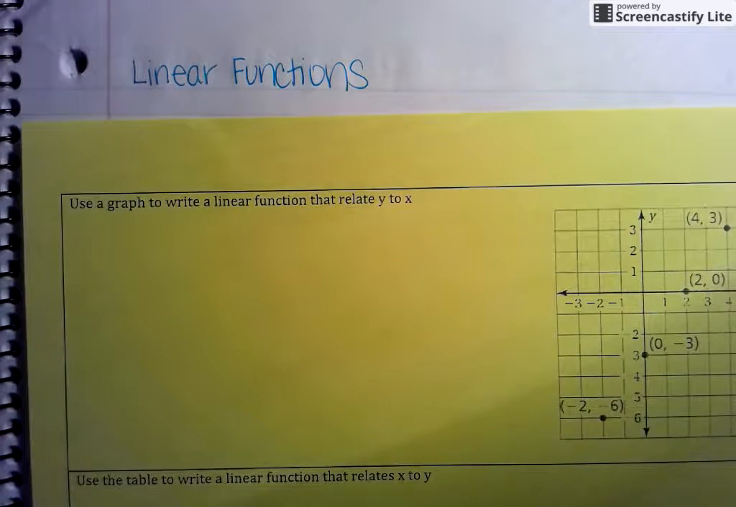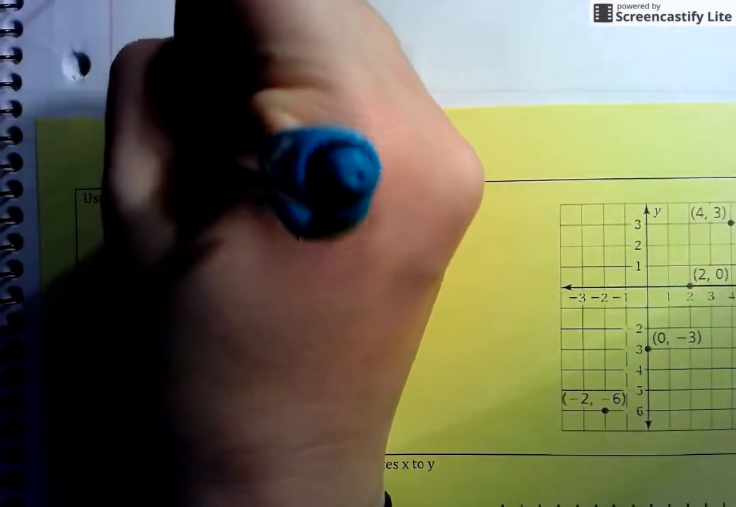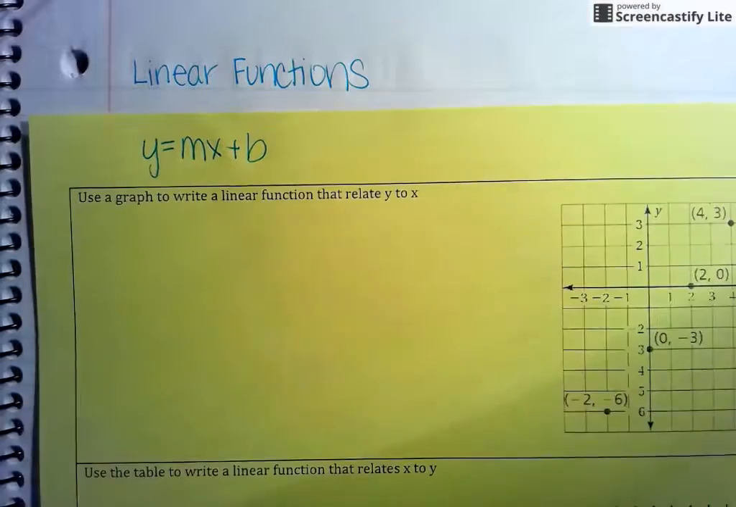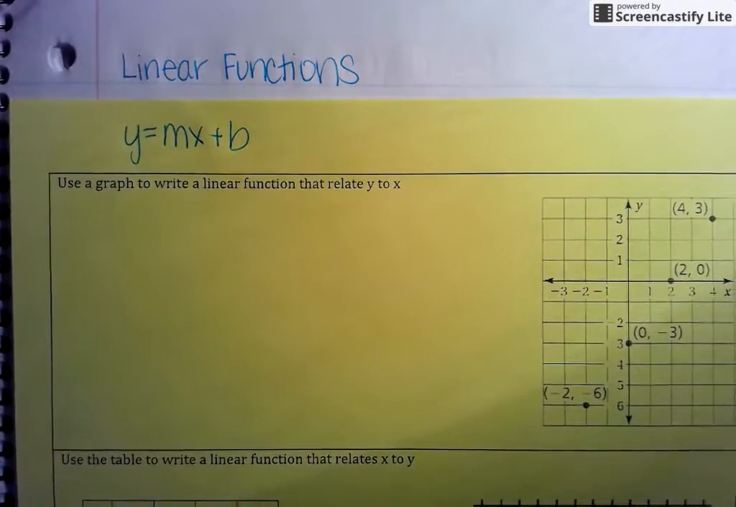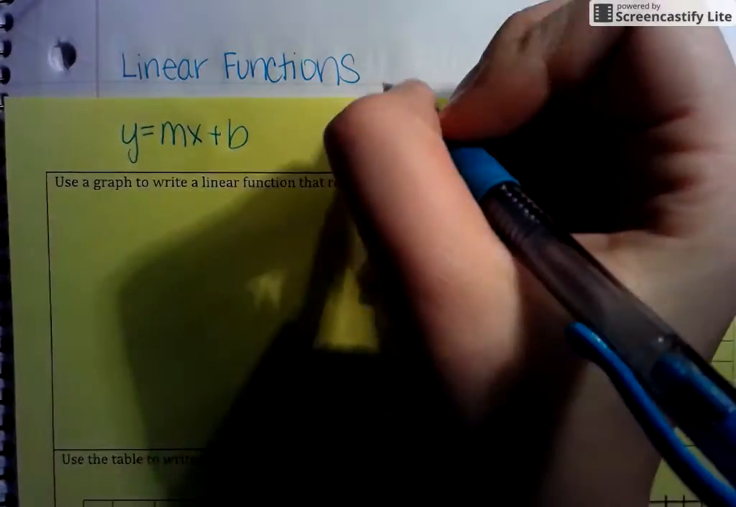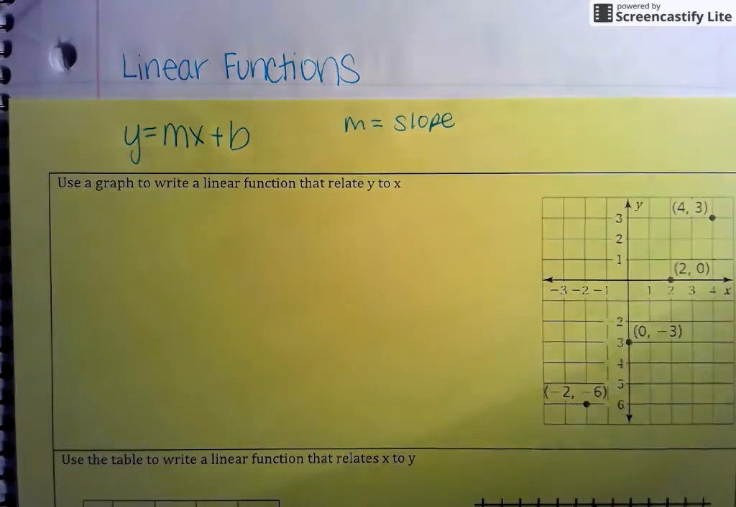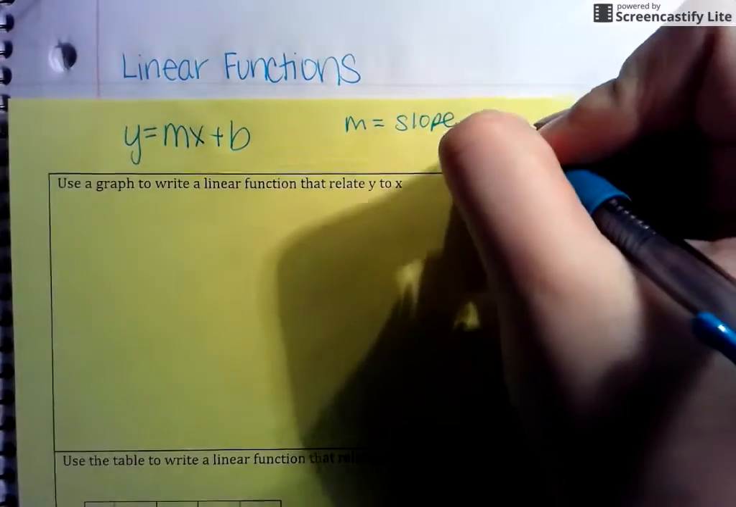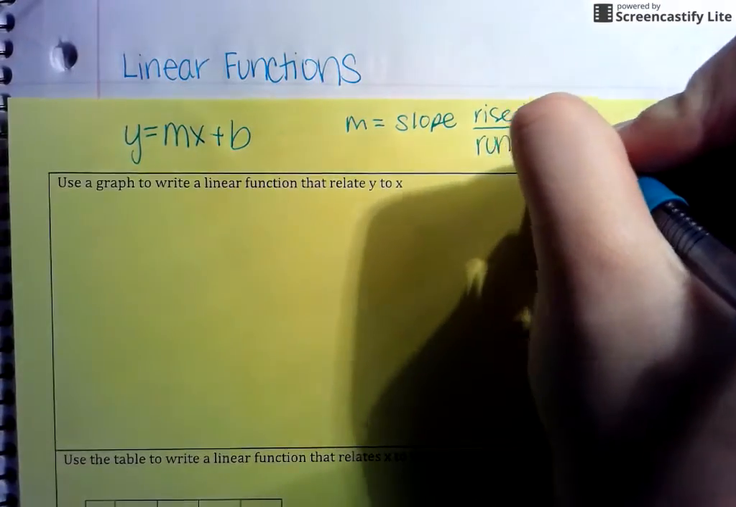Now, if we're talking about linear functions, some things we have to remember about the word linear is that it's a line, and a linear equation was always, for us to graph, in y equals mx plus b. So that's an important thing that we have to remember, the y equals mx plus b. Now, with this, we have to remember that the m stood for the slope, which is always written as the rise over run or the y over x.